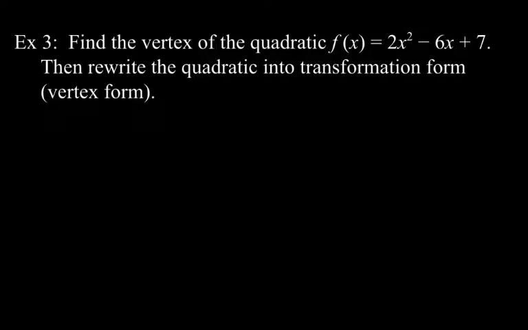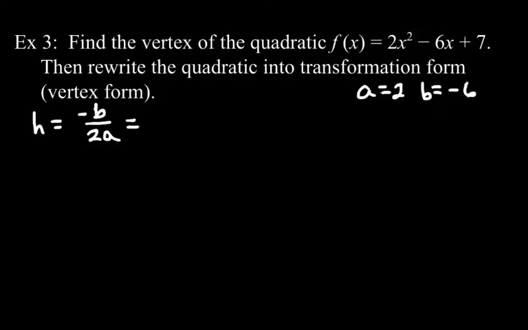So example 3, find the vertex of the quadratic and rewrite the quadratic into transformation form or vertex form. So we're going to start out with h equals, and our formula said the opposite of b over 2a. Now I always like to identify this because sometimes this messes people up. The a value here is 2. The b value is -6. The c value is 7. So now we know what letters we should be plugging in.